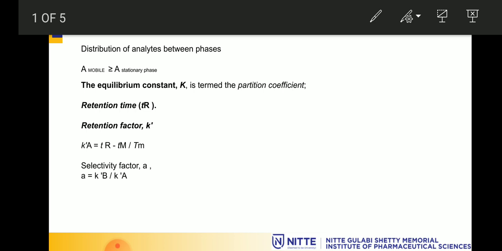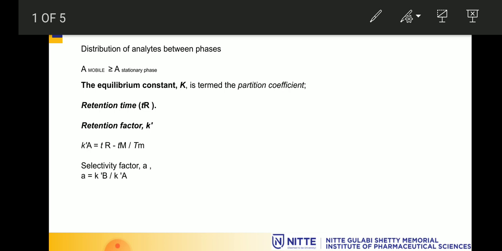The meaning is that the sample, or the analyte, keeps moving between the mobile phase and the stationary phase, such that the sample which spends more time in the stationary phase elutes late, and the sample which spends more time in the mobile phase is eluted faster. So there is an equilibrium attained between the mobile phase and the stationary phase.